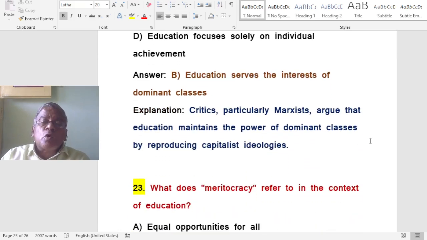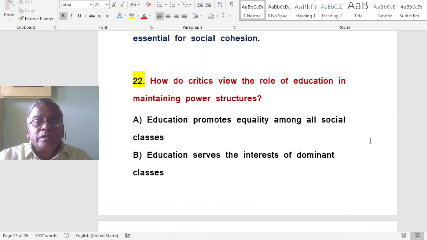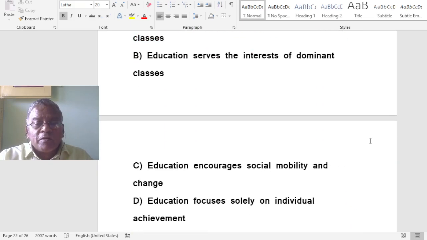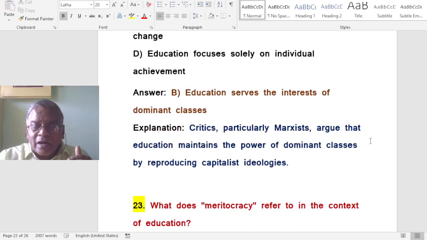Education serves the interest of dominant classes. But the critics say that education serves the interest of dominant classes, that is the idea here. Critics, particularly Marxists, argue that education maintains the power of dominant classes by reproducing capitalist ideology. So what is the question? How do critics view the role of education in maintaining power structures? It just maintains, it perpetuates inequalities in education institutions. That is the idea critics have.